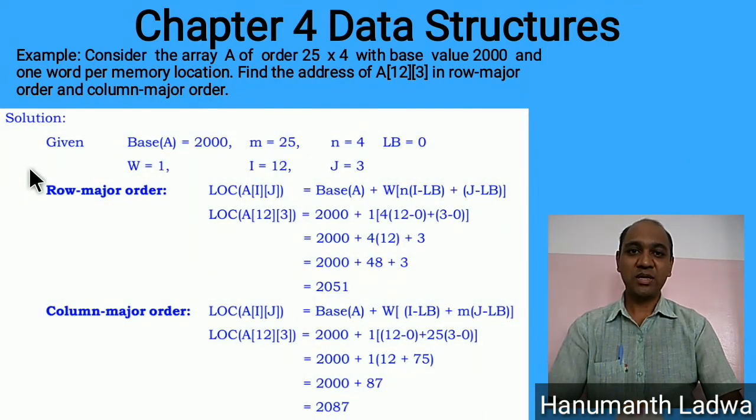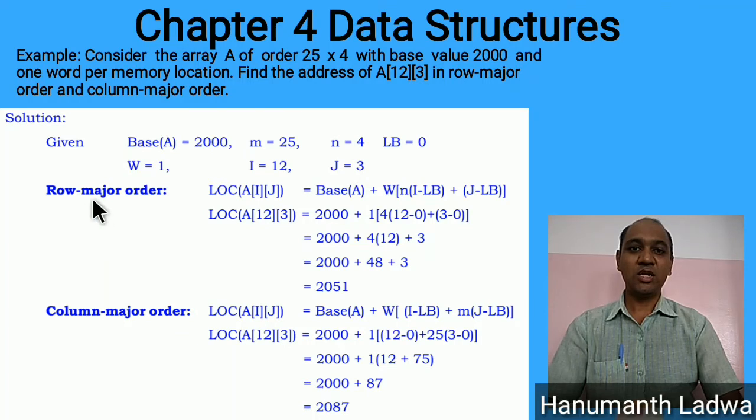Here you can see given base of A is equal to 2000, which is already given here, and m is equal to 25, that is number of rows. Next number of columns is equal to 4, which is already given here. LB, that is lower bound, is always 0 because index number starts from 0. Here w is equal to 1. Here you can see it is word per memory location is 1. And next i is 12 and index j is 3.